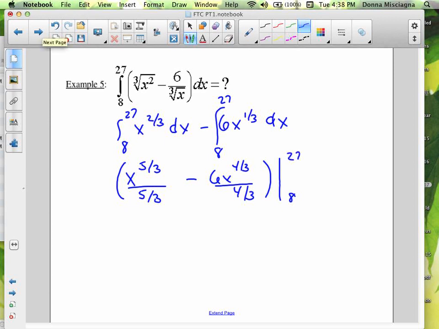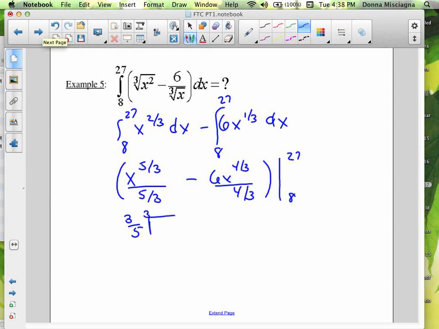It's nice that those are perfect cubes. All right, let's simplify this. So this is going to become 3/5, and I'm going to rewrite this in radical form because it'll be easier to plug into. The cube root of x, my cube is missing, is kind of hiding there.